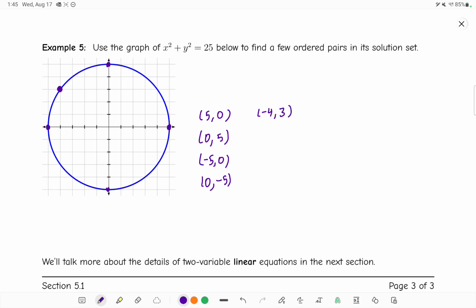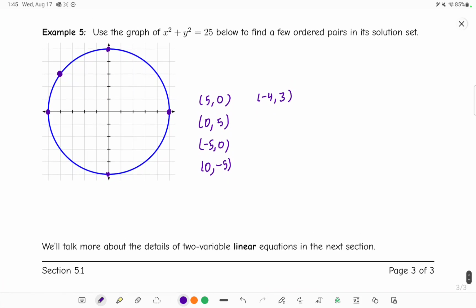We'll talk more about the details of two-variable linear equations in the next section. And that is it for section 5.1.